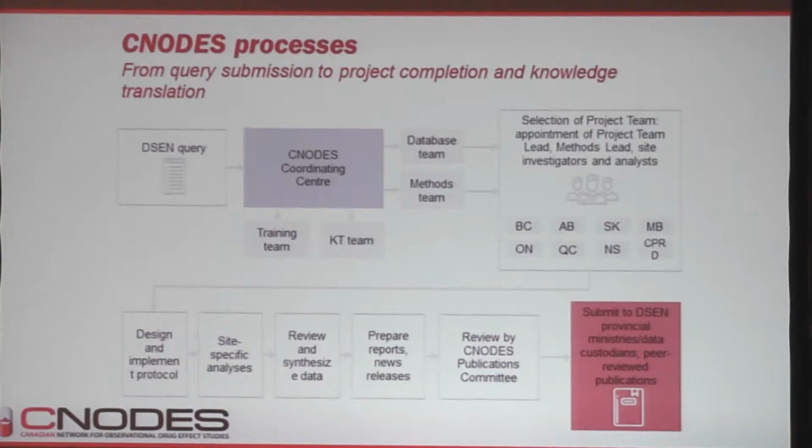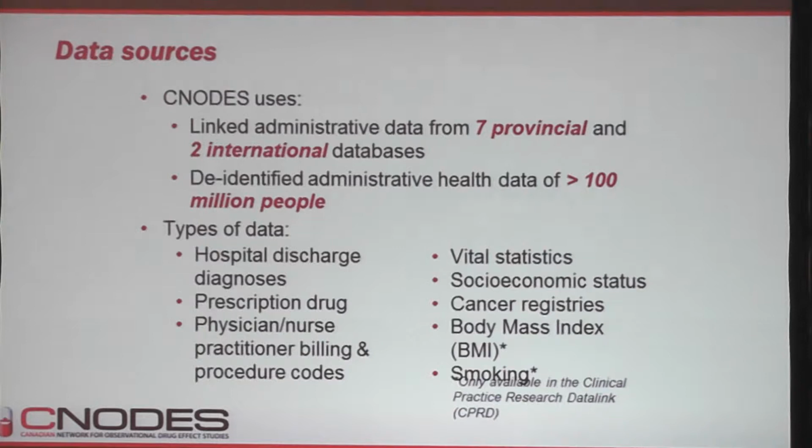We use 7 provincial data sets and 2 international databases. We always use one from the US and one from the UK as additional comparators because Canada, while we have 35 million people, is not that big. In total, the data we work with covers over 100 million people. And we have typical claims data for most people. We have some additional data on some data sets.